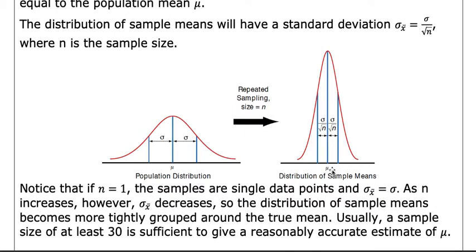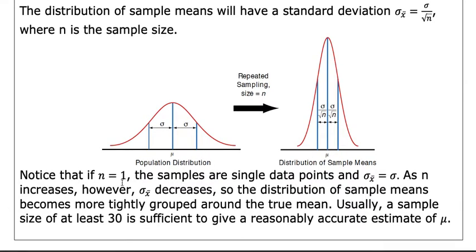Think about this: if we're taking a sample average of size 10 versus a sample average of size 100, the group taken at size 100 is probably a better estimate of the true population. So we need to adjust the sampling distribution of sample means based on the number of observations in each sample. Notice that if n is equal to 1, the samples are a single data point, and the standard deviation of x bar is equal to the standard deviation of the population. As n increases, however, the standard deviation of x bar, or the sample means, decreases. So the distribution of sample means becomes more tightly grouped around the true mean.